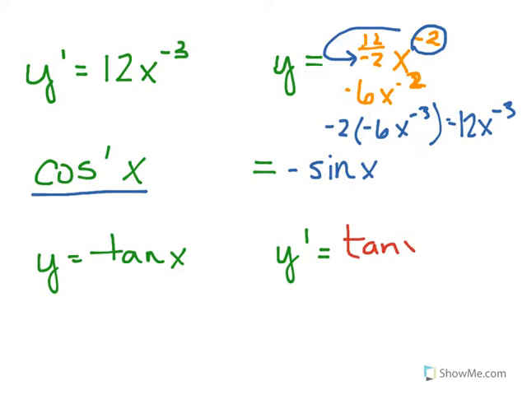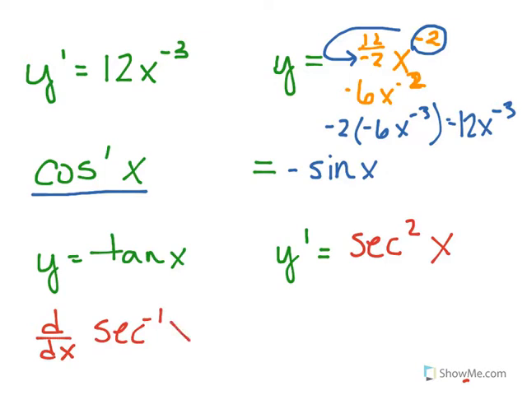So the derivative of tangent x is just secant squared x. The next function says find the derivative of the inverse secant of x. I'm doing inverse secant, so that is going to be equal to, secant is 6 ticks and you're dead, so it's 1 over the absolute value of x times the square root of x squared minus 1.